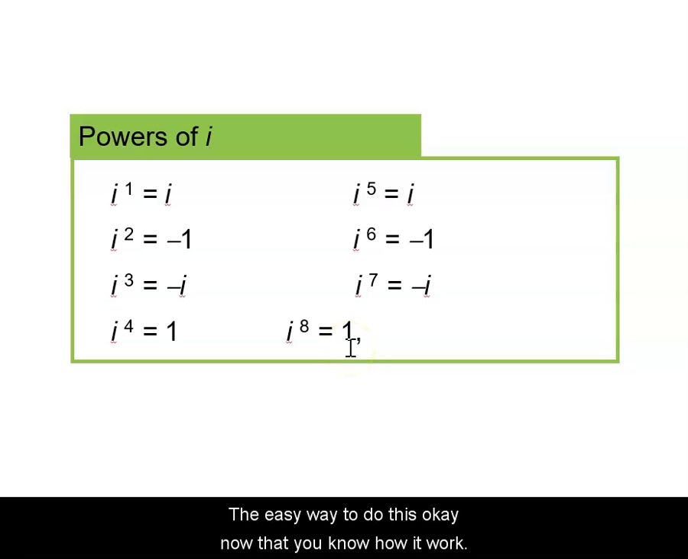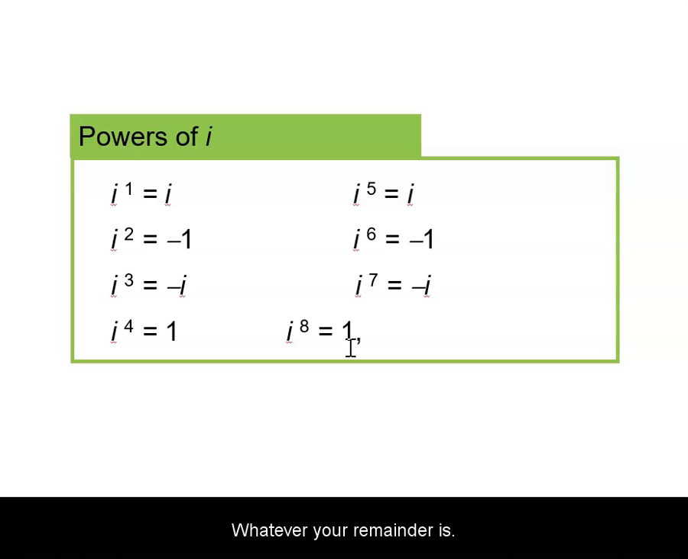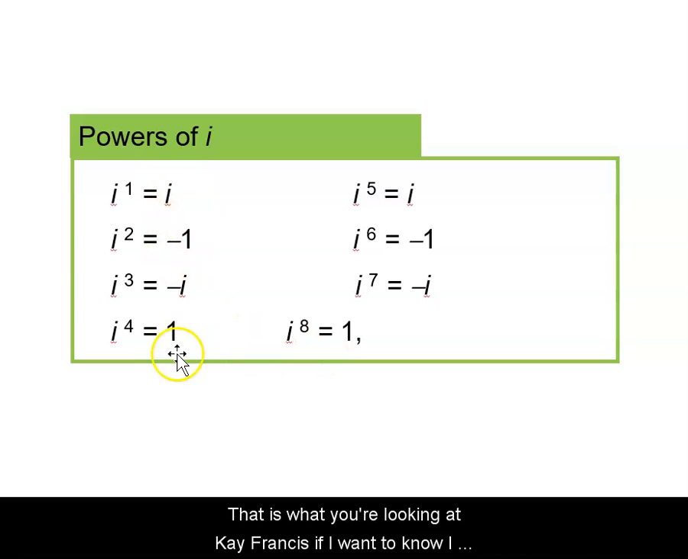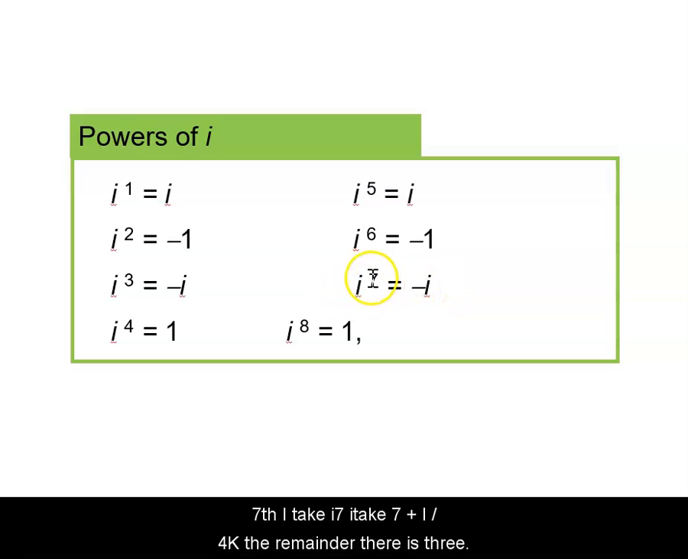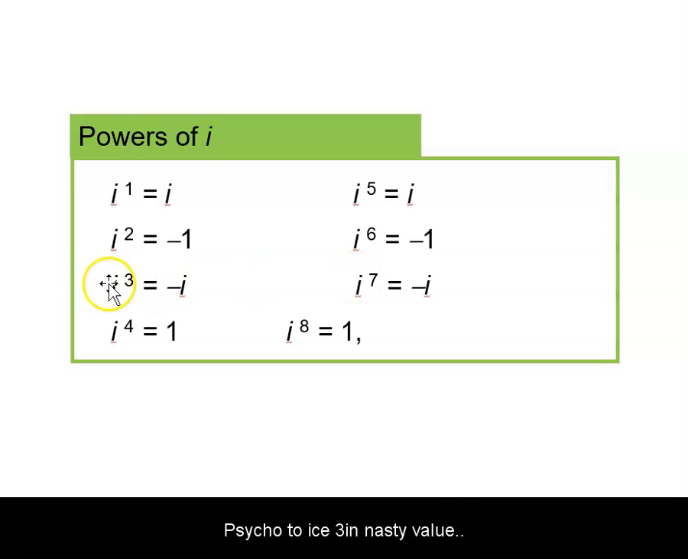The easier way to do this, now that you know how it works, is whatever your power is, you take that power and you divide it by 4, okay? Whatever your remainder is, that is what you're looking at. For instance, if I want to know i to the seventh, I take 7 and I divide it by 4. The remainder there is 3. So I go to i cubed and that's the value that I have, okay?